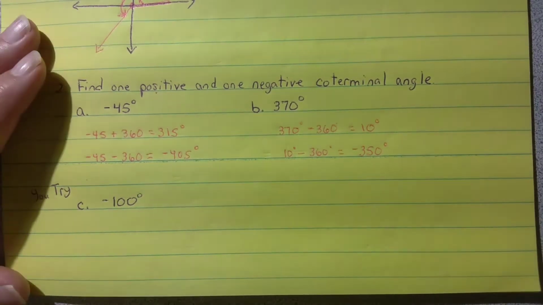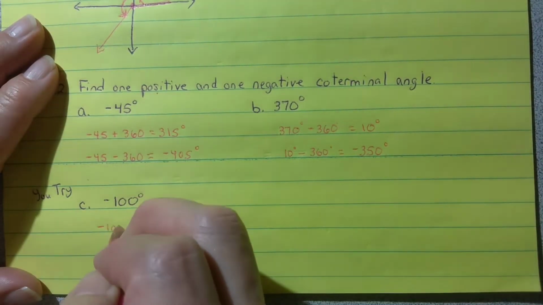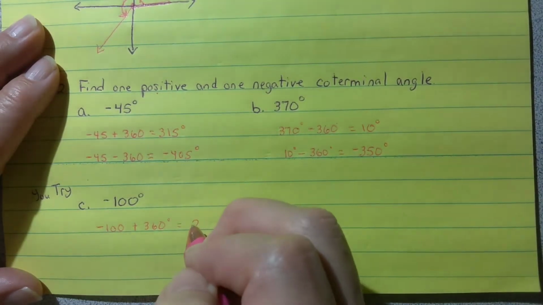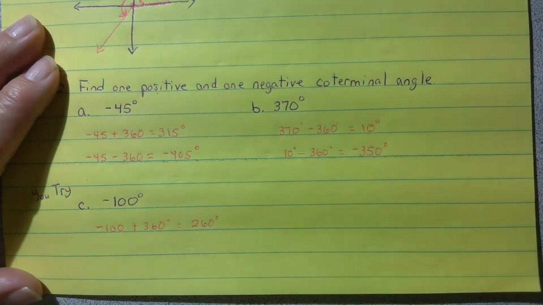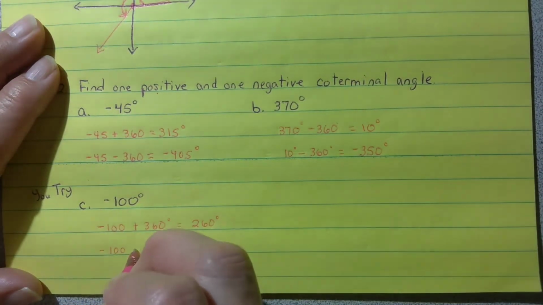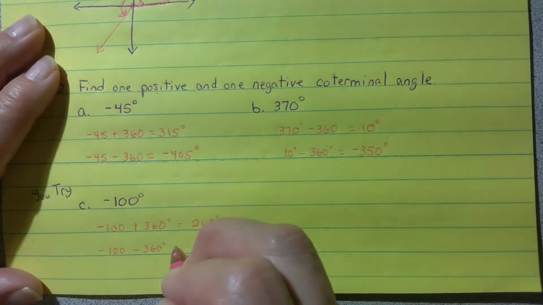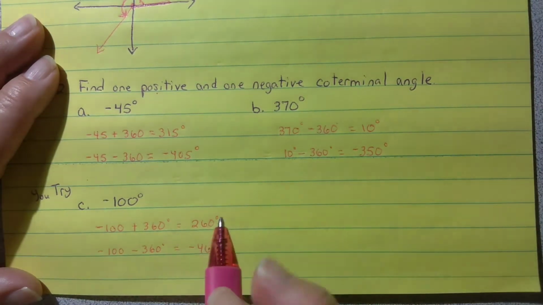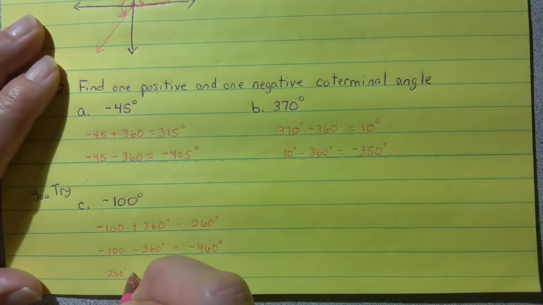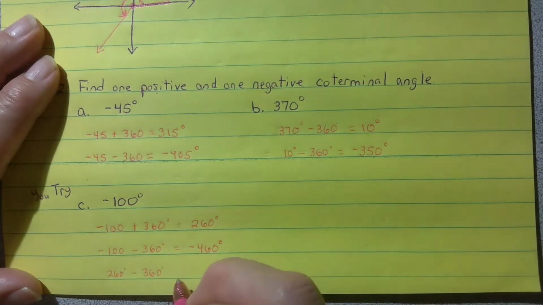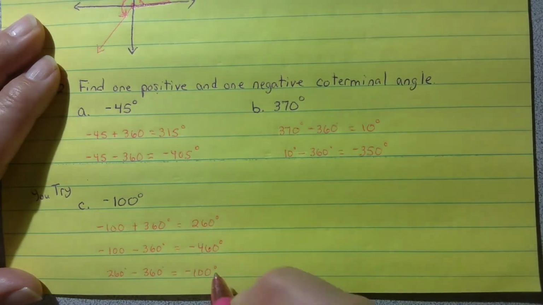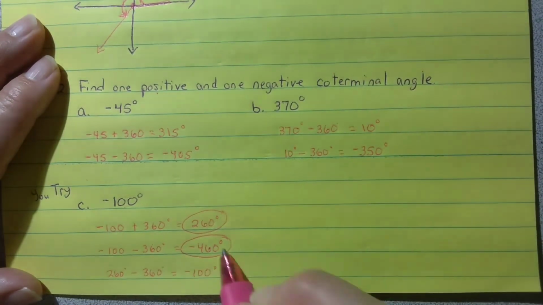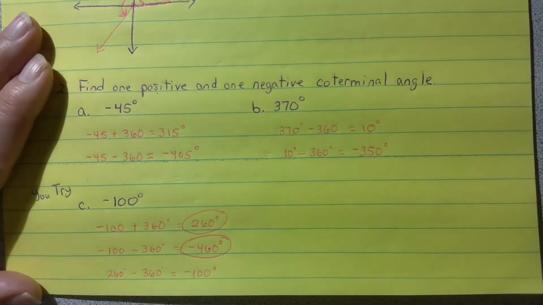Okay, welcome back. And we have a negative 100, so I'm going to add 360 to that. And I will get 260 degrees, which is a positive. And if I take the negative 100 and subtract 360 from that, I will get a negative 460. Now some of you might have said, oh wait, I took the 260 and subtracted 360 from it. But please notice what you get. You get negative 100, which is where you started. So you wanted to add the 360 and subtract the 360.